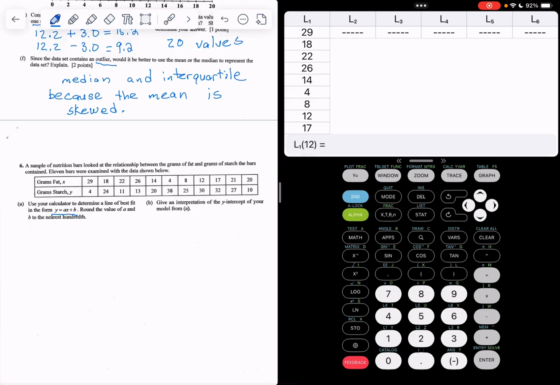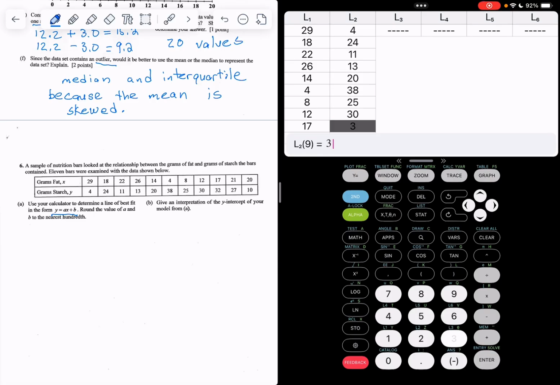So now I'm going to go over to L2. I'm going to put in 4, 24, 11, 13, 20 goes with 14, 4 goes with 38, 8 goes with 25, 12 goes with 30, 17 goes with 32, 21 goes with 27, and 20 goes with 10, okay?